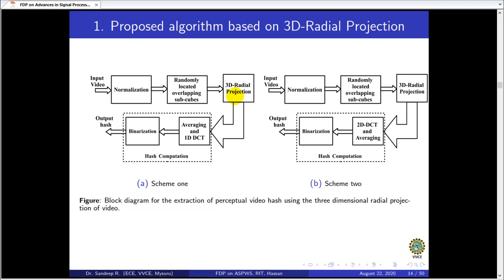Once I have done that, I will average it along the second dimension, that is along the columns. Then I get a single column vector of dimension 32,400 values, and still the dimension is very high, so I'll project this very high dimensional vector onto a one dimensional discrete cosine transform basis. After that, I'll select low to mid frequency coefficients, and then I'll apply median based quantization to obtain a binary hash vector.